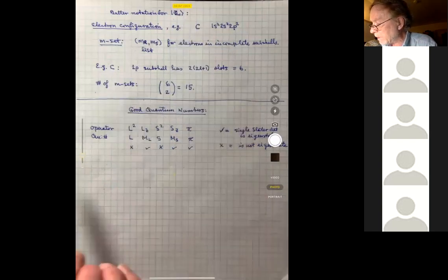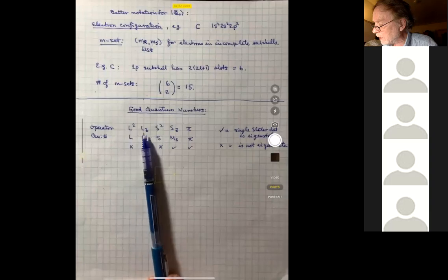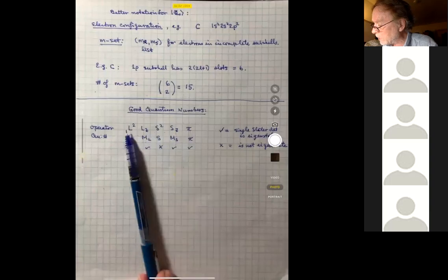So this is kind of the setup then. Here's a list of the good quantum numbers of the electrostatic model. It's L squared, Lz, S squared, Sz, and pi. Those are the operators.